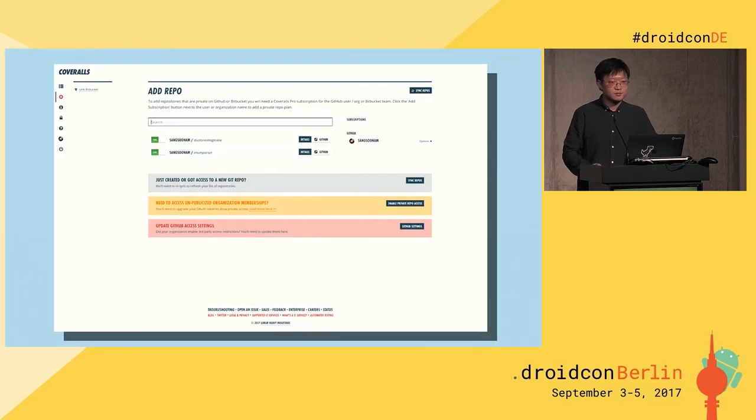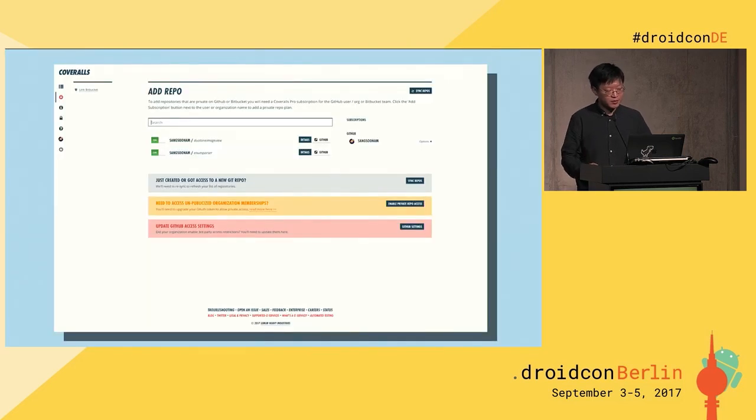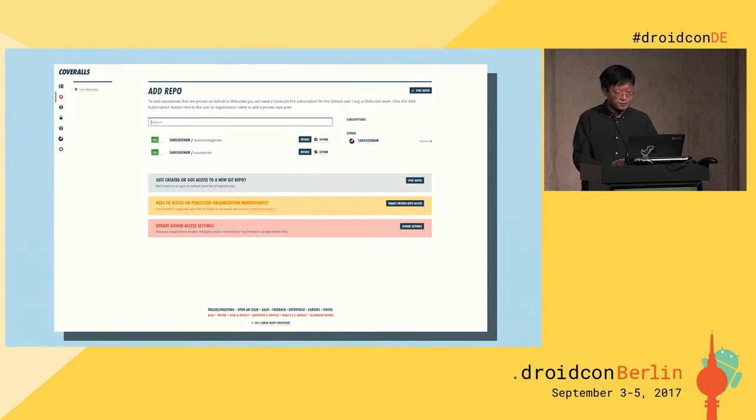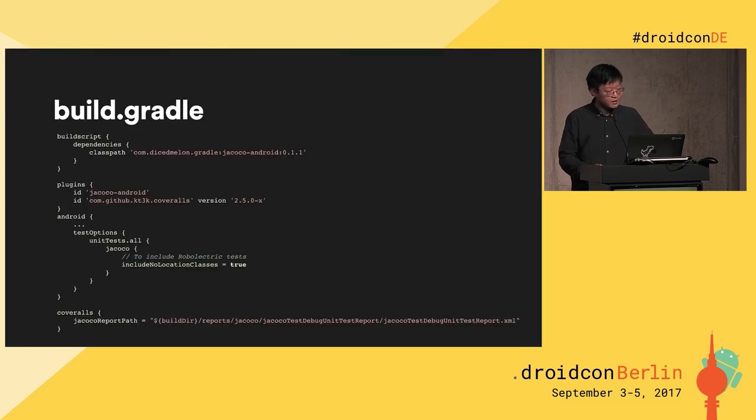And for test coverage, you can use the same thing, Coveralls. So just enable the repository in Coveralls and set the build.gradle file. The main thing is the same, but this time, I'm not using Jacoco. I'm using Jacoco Android, and I also mentioned where the Jacoco report test file is.